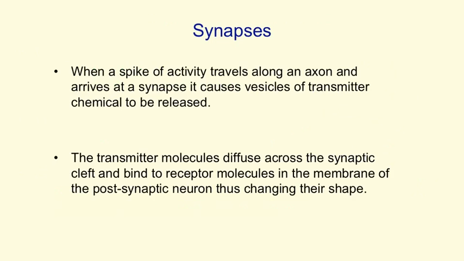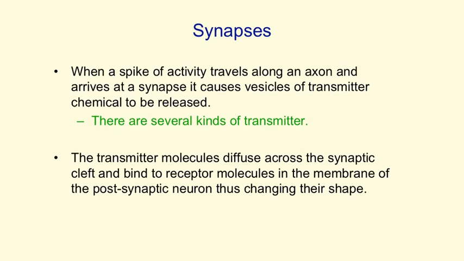Synapses themselves have interesting structure. They contain little vesicles of transmitter chemical, and when a spike arrives in the axon, it causes these vesicles to migrate to the surface and be released into the synaptic cleft. There are several different kinds of transmitter chemical. There are ones that implement positive weights and ones that implement negative weights. The transmitter molecules diffuse across the synaptic cleft and bind to receptor molecules in the membrane of the postsynaptic neuron.